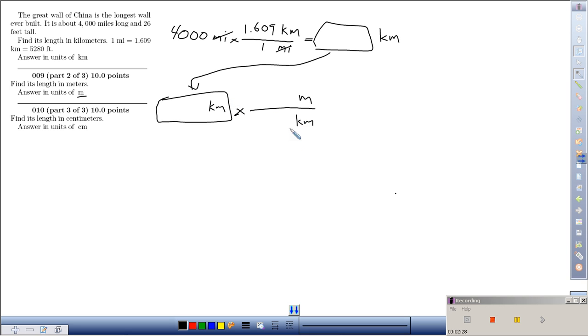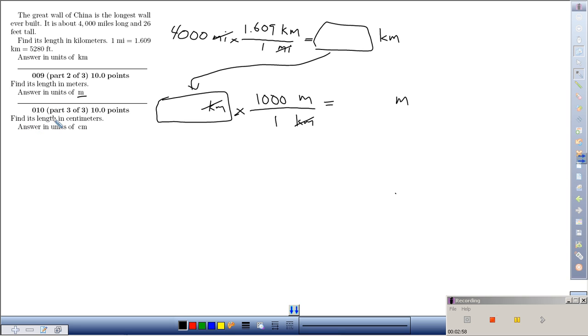So kilometers to meters. Which is bigger, a kilometer or a meter? Clearly a kilometer is a longer distance than a meter. So 1 kilometer has how many meters? This is something you're going to have to remember: there are 1,000 meters in 1 kilometer. So kilometers is on the bottom and kilometers is on the top. You'll take this number, multiply by 1,000, and that'll give you a new answer in units of meters. So that's question number 9.